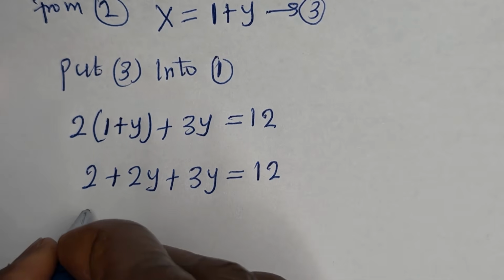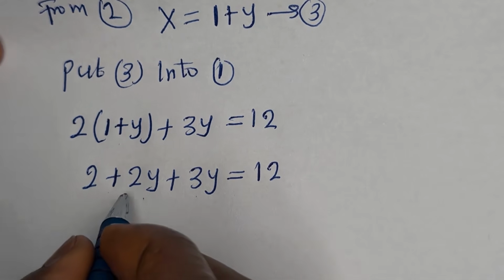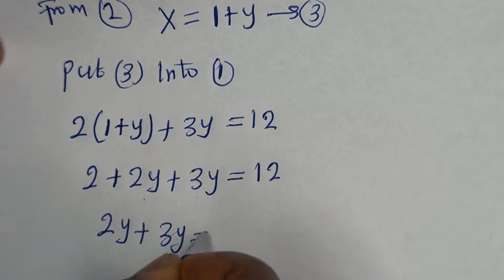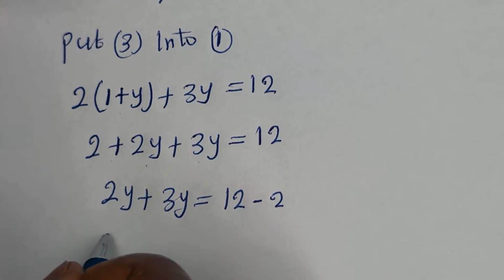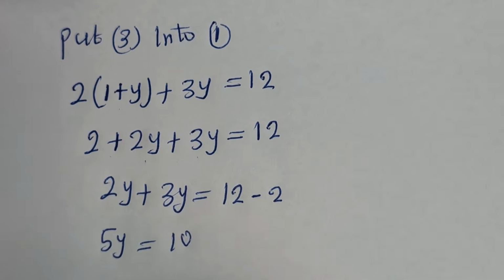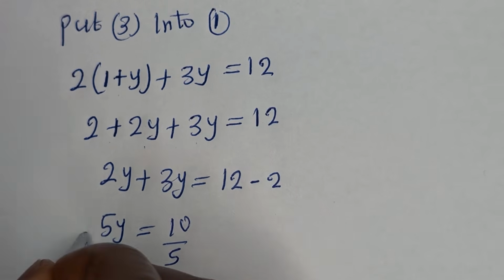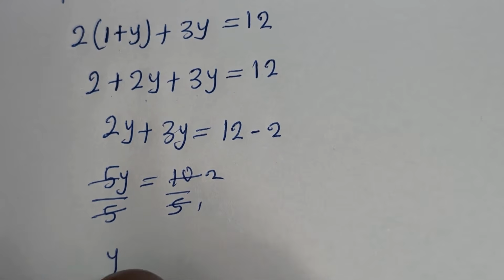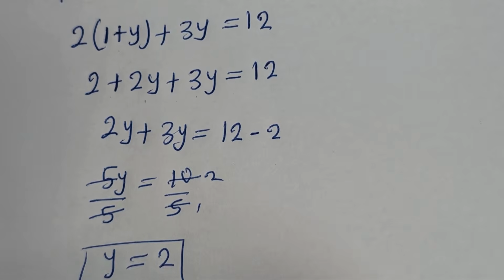Now here we have 2y plus 3y is equal to 12 minus 2. 2y plus 3y, this is 5y, is equal to 12 minus 2, 10. Now let us divide both sides by 5. This 5 cancels this. 5 here 1, 5 here 2. y is equal to 2. This is the value of y. Now we've got the value of y.